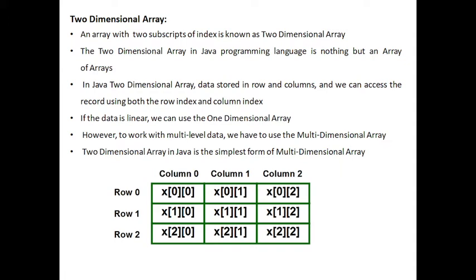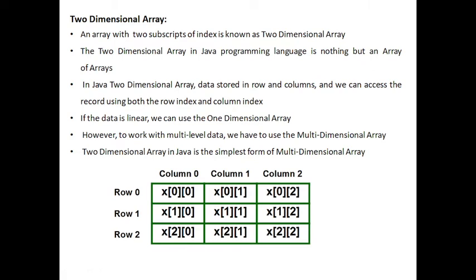3 into 3: 3 rows and 3 columns, 3 threes are 9. It means the size of this array is capable of storing 9 elements. Here you can store one element, here another, here another. In this way, 9 elements, 1, 2, 3, 4, 5, 6, 7, 8, 9. We can store 9 elements here, not more than that.